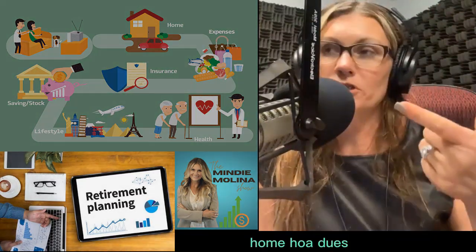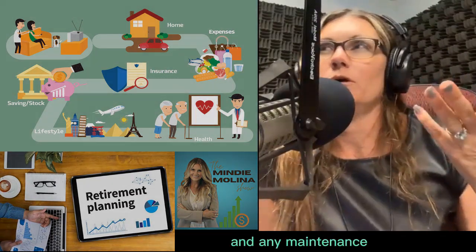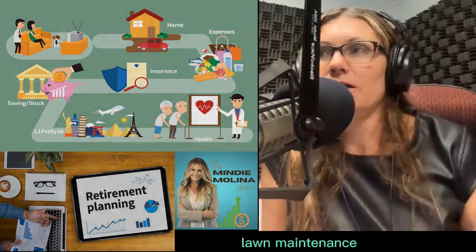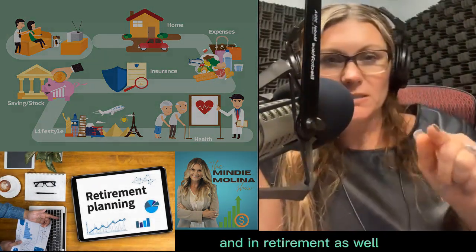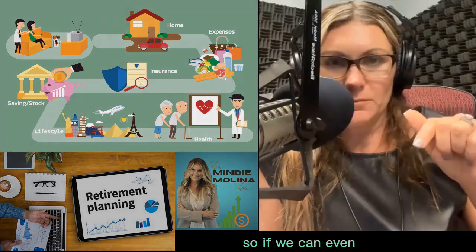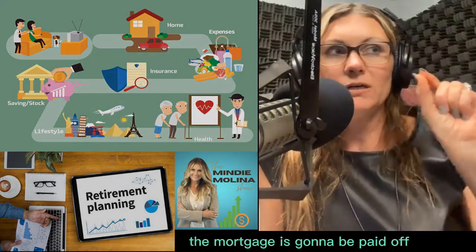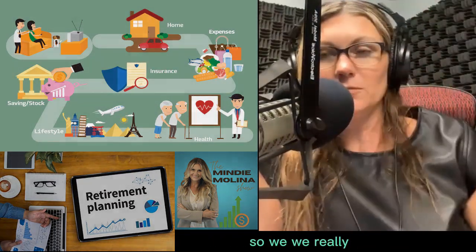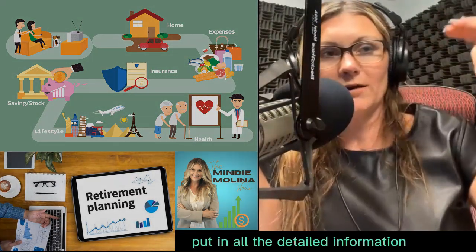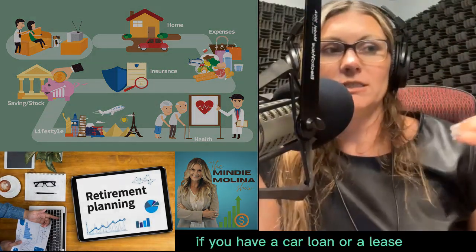Pretty simple. It goes, like, what are the household expenses, real estate, homeowners insurance, HOA dues, and any maintenance, lawn maintenance, any of the things that you spend on your house that are ongoing. And keep in mind too, this is that cycle of expenses that we can anticipate now and in retirement as well. So if we can even say, all right, the mortgage is going to be paid off in 5 years, we put that date in. That way in our retirement projections, it doesn't show up. So we really put in all the detailed information that we can.